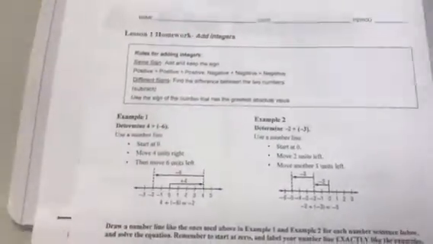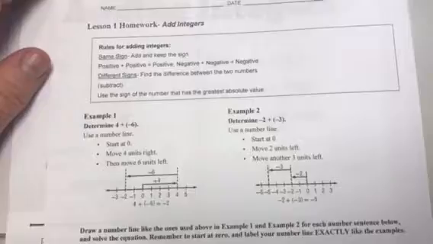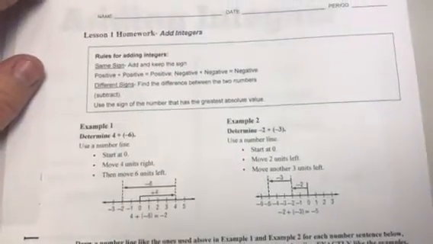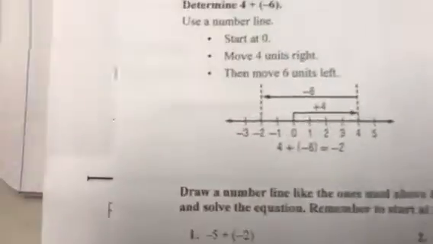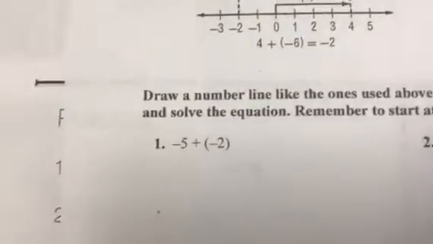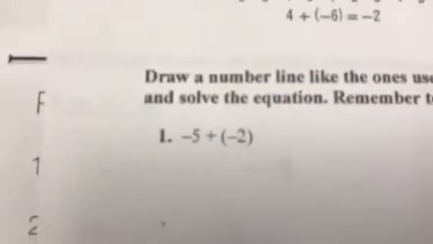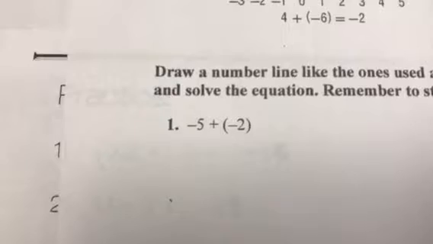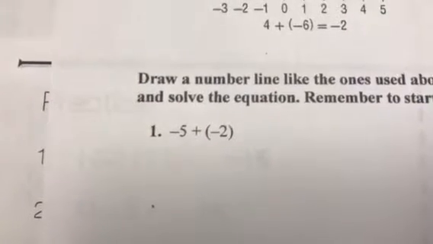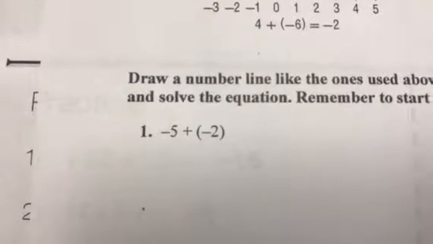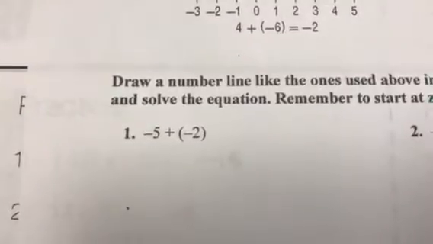The homework / warm-up that we are working with was also adding integers, but it was asking us to use a number line to do that. So if we're going to solve something like these here, -5 plus -2, we could look at that as the same sign, so add them together and keep the sign, so -7.